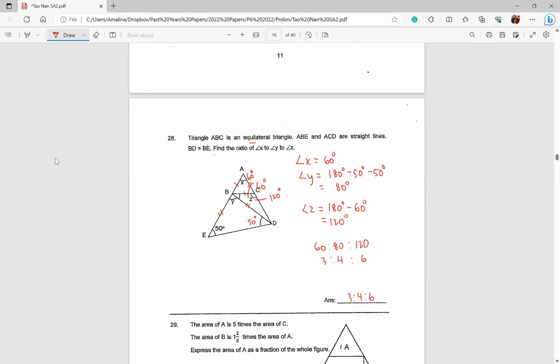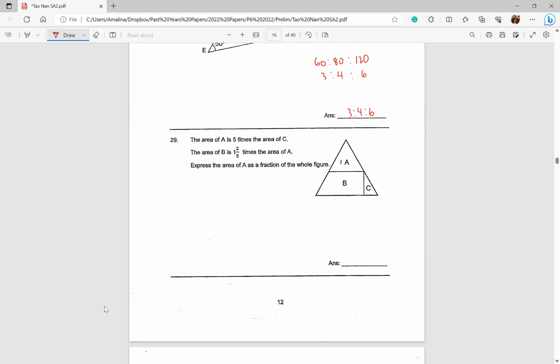Okay? Okay, last question, 29. I think the last question, 30, I will just skip. Okay, I'll look through the solutions. So for question 29, the area of A is 5 times the area of C. I record down A to C. So 5 is to 1. The area of B is 1 2/5 times the area of A. If you see your mixed number, do not panic. Change this to your improper fraction. So I get 7/5, which means that my area for B to A will be 7:5.